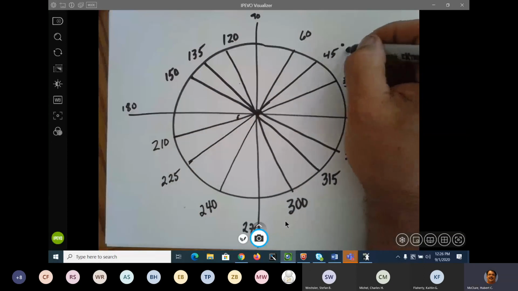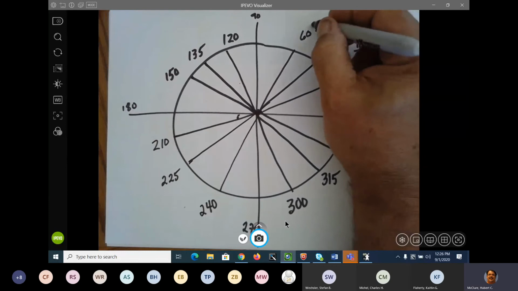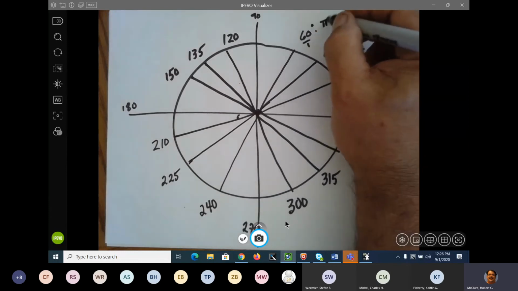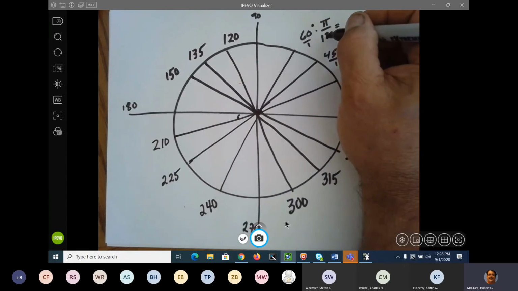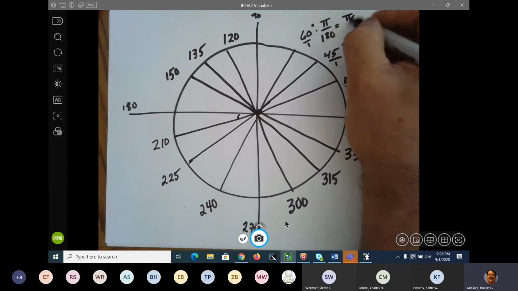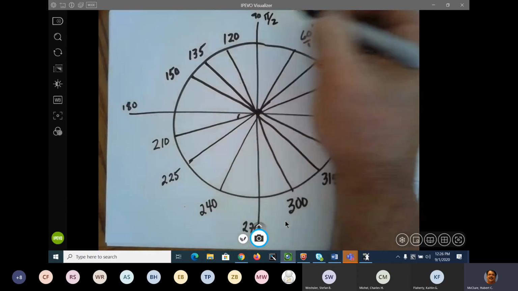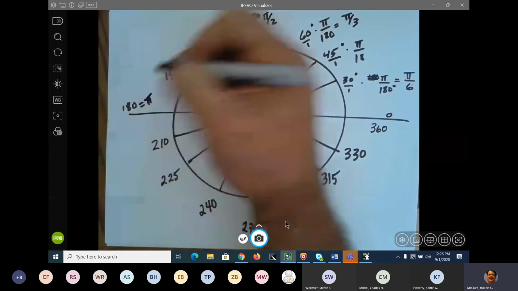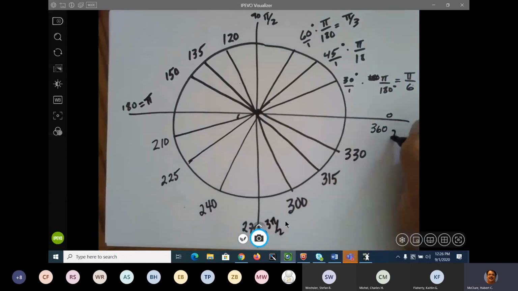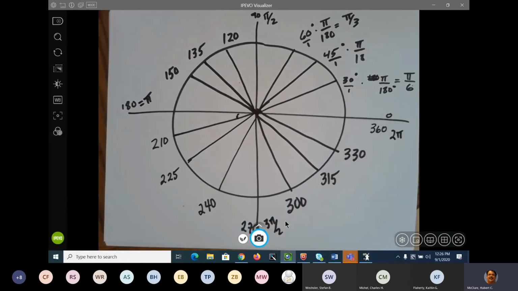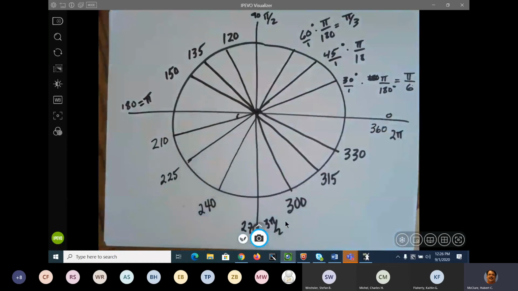45 multiplied by pi over 180. Well, 6 will go in there 3, so that's pi over 3. We know this is pi over 2. We know this is pi. We know this is 3 pi over 2. And this is 2 pi. And now you can fill out your unit circle.